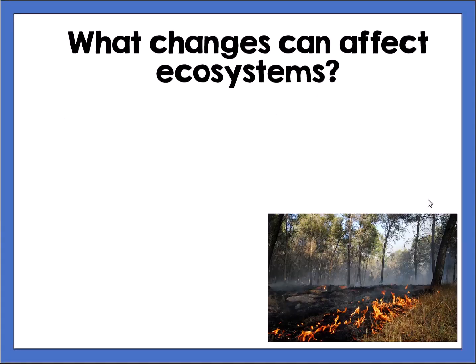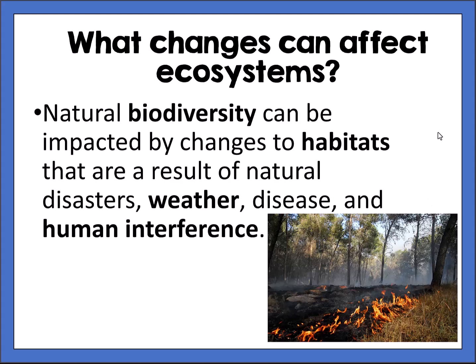So we've now discussed biodiversity and how it can be beneficial when there are changes to an ecosystem. But let's talk about what changes can actually occur in an ecosystem. Natural biodiversity can be impacted by changes to habitats that are a result of natural disasters, weather, disease, and human interference.